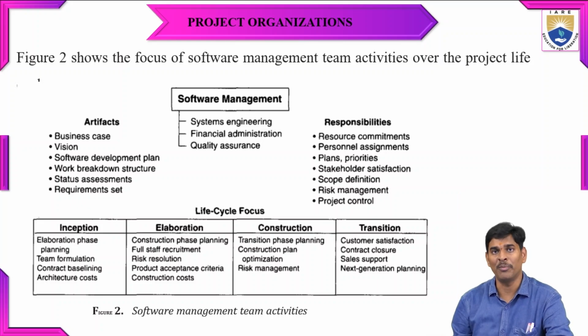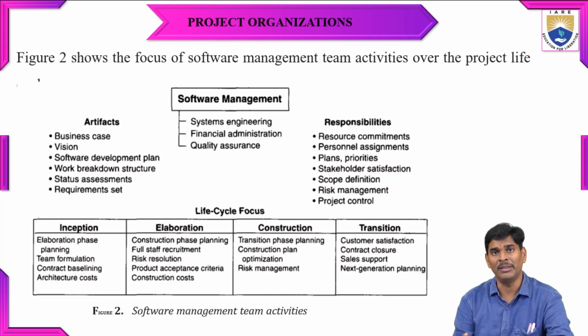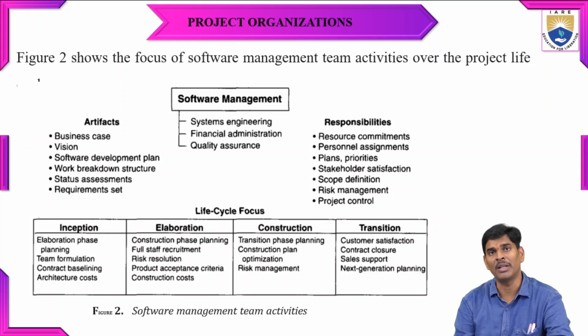Whereas in the elaboration, they need to check construction phase planning and full staff recruitment. So after completion of the design, they need to check how many staff members they require, and risk resolutions. If there are any critical issues or risks that happen, they're going to check what is the high risk, low risk, or medium risk. They'll give the solutions for that particular risk, and product acceptance criteria, and construction's cost.